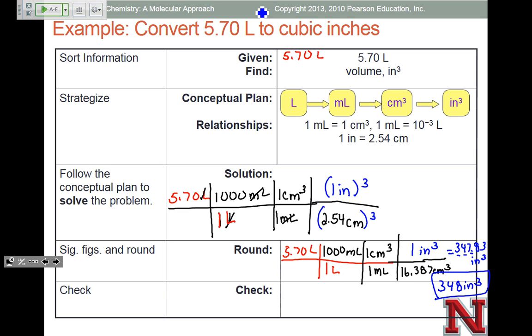Again, following your units can really help here. And the biggest mistake that I see when we're doing this, where our units or our relationships have to be taken to an exponent, is not doing that to the coefficient. So you can't just leave 2.54. You have to cube the entire relationship, or square it, or whatever you're doing.